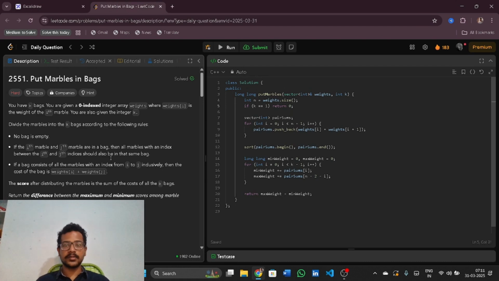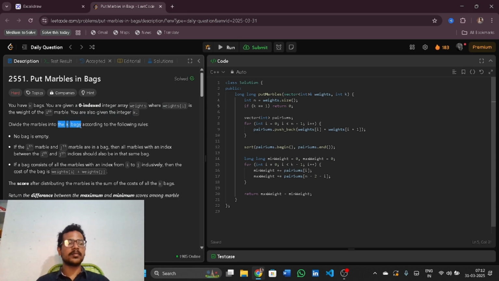Hello everyone, let us now discuss how we can solve today's LeetCode POTD problem. We are given k bags, put marbles in bags. We are given k bags and a zero-indexed integer array weights, where weights[i] is the weight of the ith marble. You are also given the integer k.